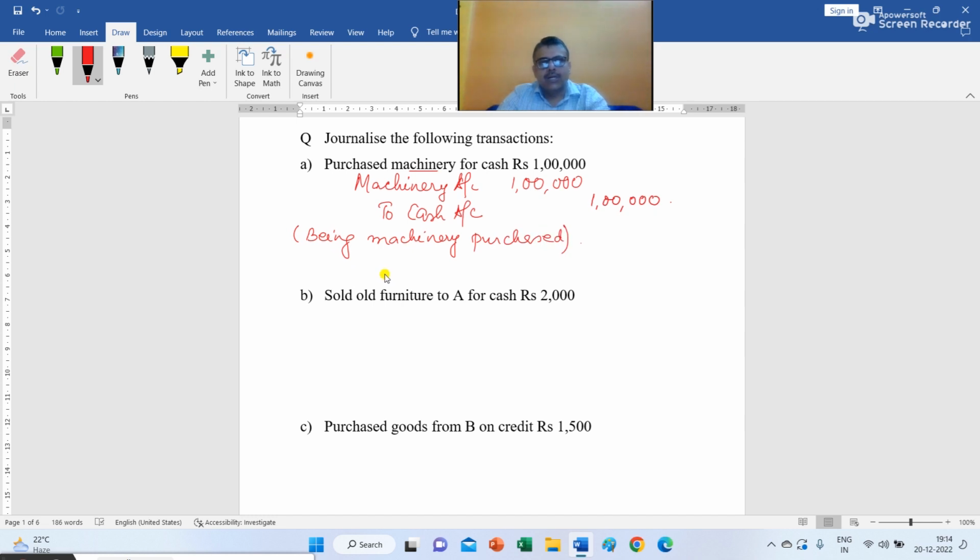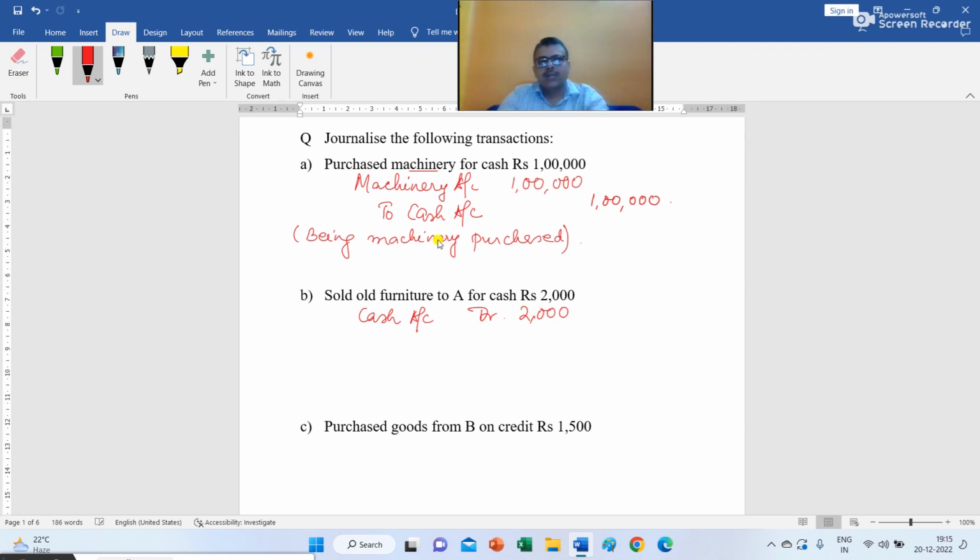The next transaction is regarding sold old furniture to A for cash rupees 2000. So you have to see when you get a transaction whether there is a cash involved in it or not. It means whether there is an inflow of cash or there is an outflow of cash. So when you are selling some old furniture, it means there is an inflow of cash. So whenever there is inflow of cash, you have to debit cash account. So here I am debiting cash account, debit rupees 2000.